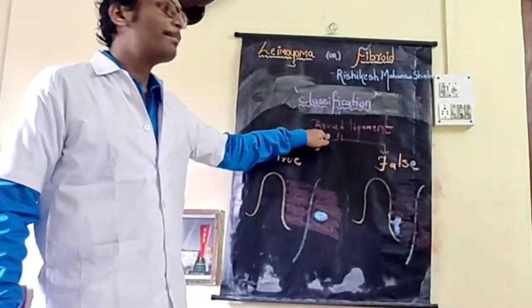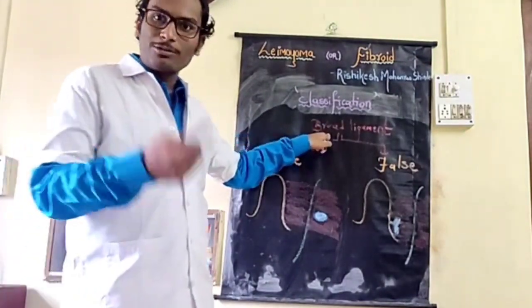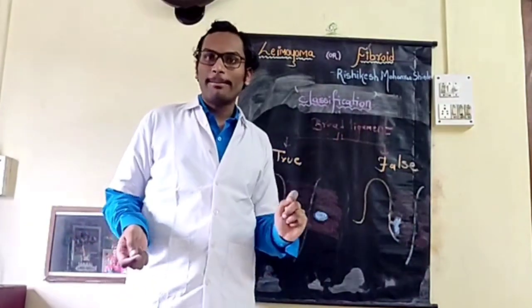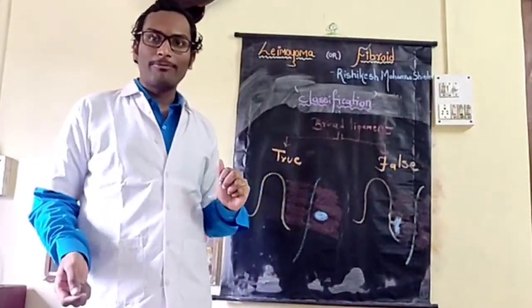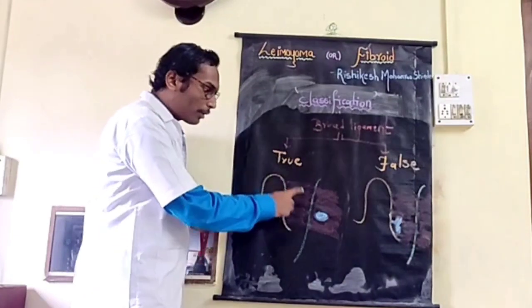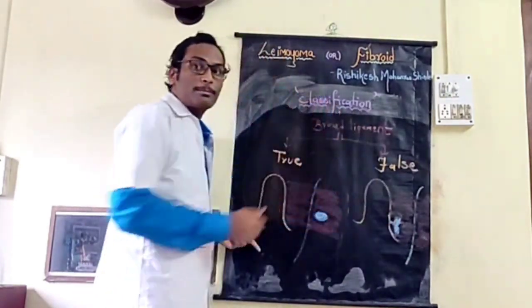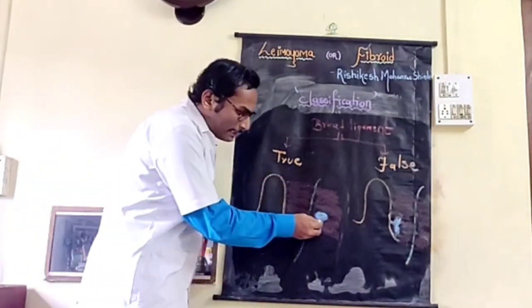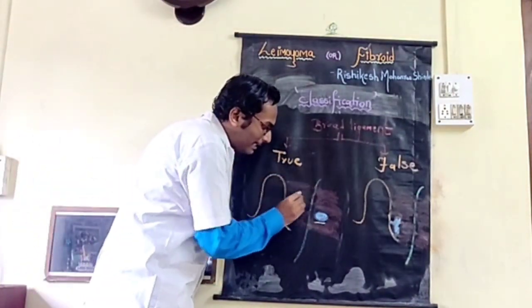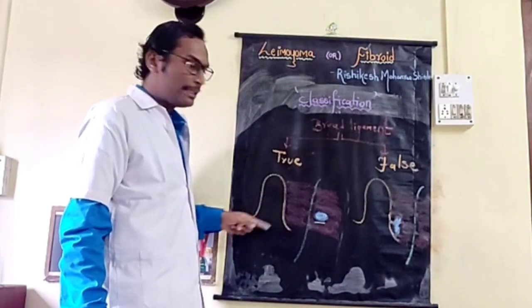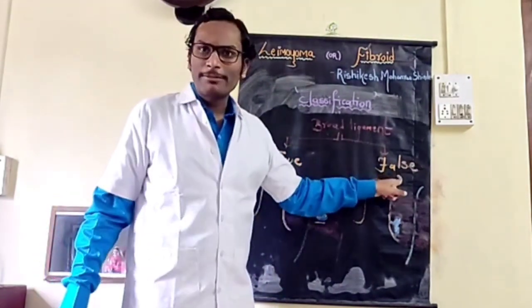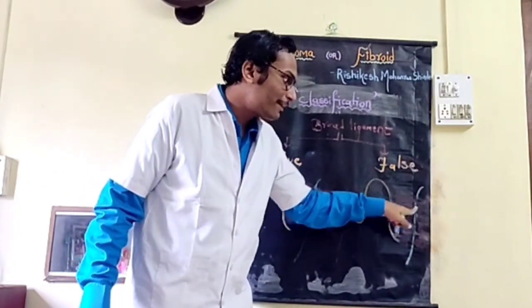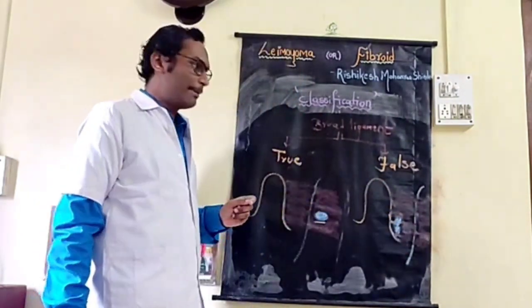Now talking about the broad ligament fibroid, they are further classified into true broad ligament fibroid and false broad ligament fibroid. These are the diagrams which I have drawn for both of them. The true broad ligament fibroid is present in the broad ligament. What is the difference between this and the false? The false one is attached to the uterus and it is facing and inside the broad ligament.